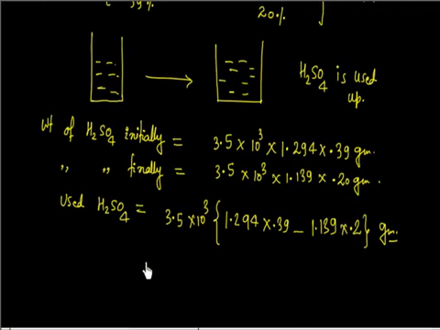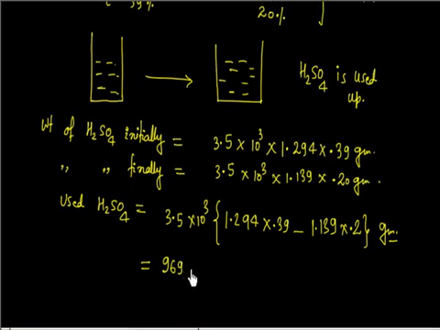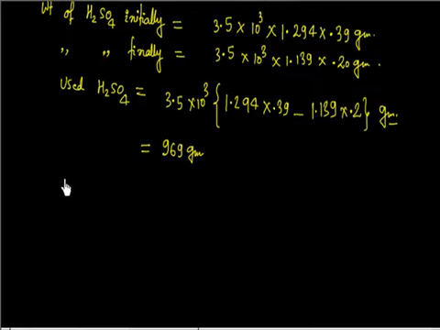We can calculate this value. So let us calculate first. We have 3.5 into 1000 multiplied by 1.294 into 0.39 minus 1.139 into 0.2. So let us calculate this value. So this is 969 grams. We can also calculate mole of H2SO4 used because we have to work in terms of mole.